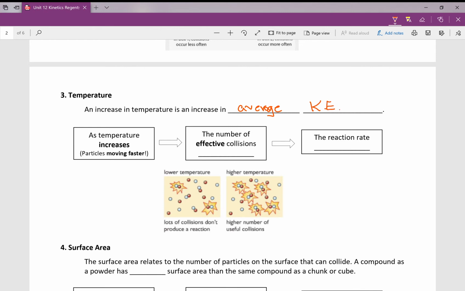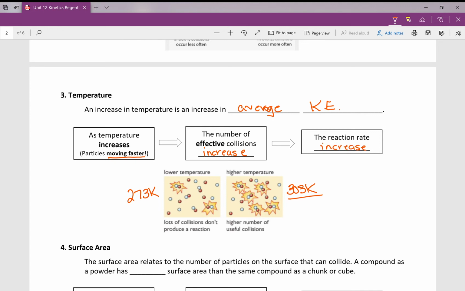Okay, remember kinetic energy has to do with speed. So as the temperature increases, the particles are moving faster. And if they're moving faster, that number of effective collisions is also then going to increase. So maybe at this lower temperature, you would be at, say, 273 Kelvin. And then at this higher temperature, let's say we have 303 Kelvin. Okay, if they're moving faster, there's more collisions, so the reaction rate is going to increase.